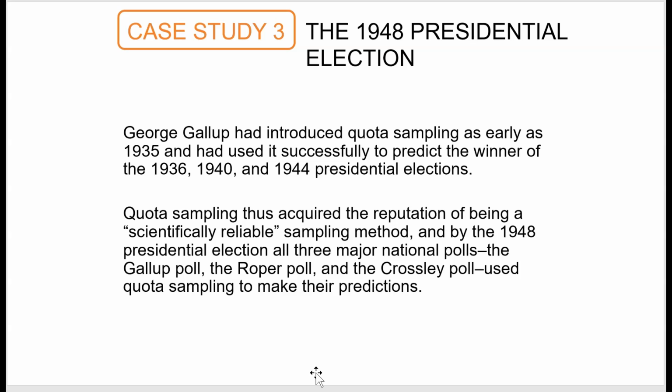We've got another case study here. I'm going to let you take a moment and read through these. Simply pause and go through.